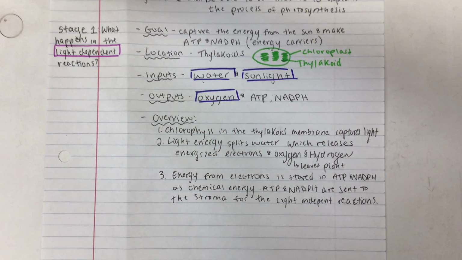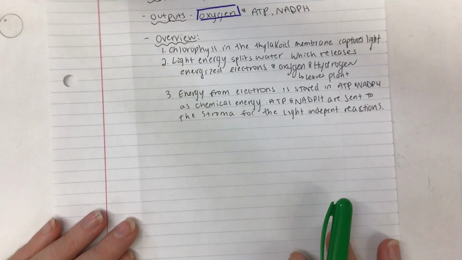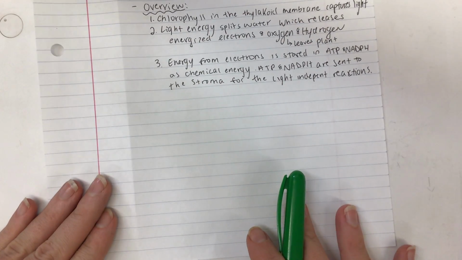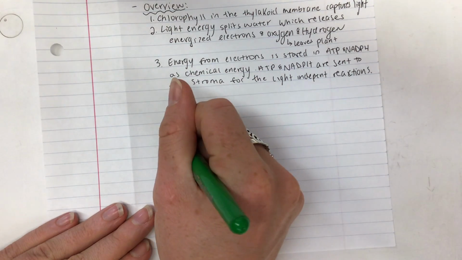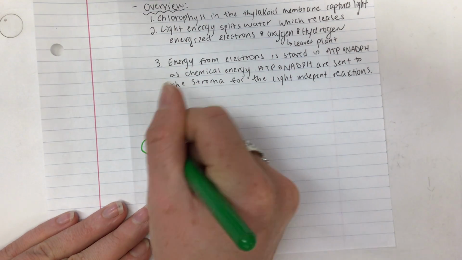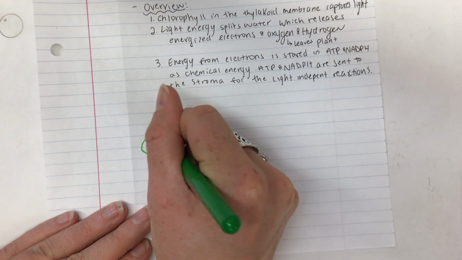So we've made one product, and we're trying to transfer that energy to another part of the chloroplast to be used. So what I'm going to have you now do is a little drawing. Okay. So in this space right here, we're going to draw a small little chloroplast with the thylakoid.